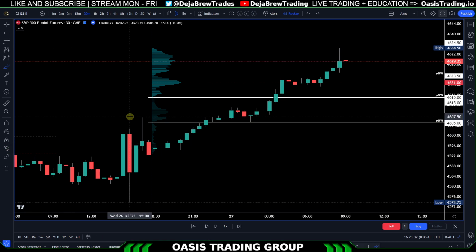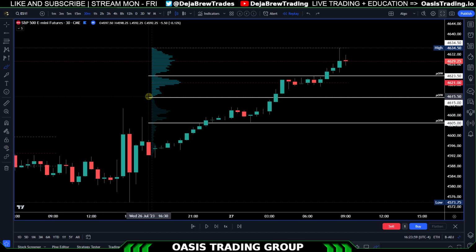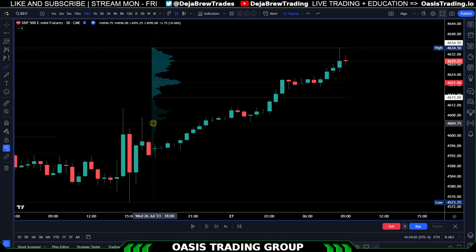So in this case, the three targets that we would look for are these three LVNs right here. We have the 46.23, the 46.15, and the 46.05. If I hide these lines, you can see where we're generating those targets. We have that LVN right there, that LVN right there, and then finally this one right there.